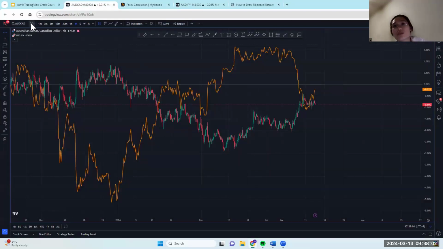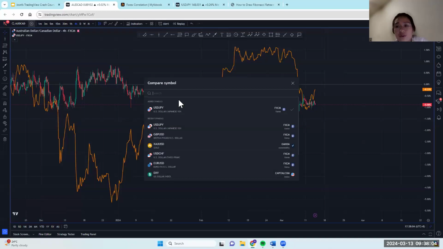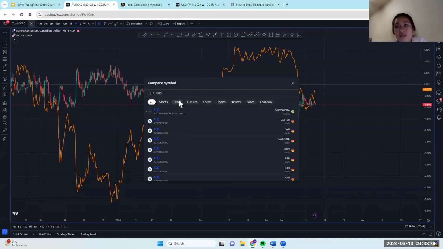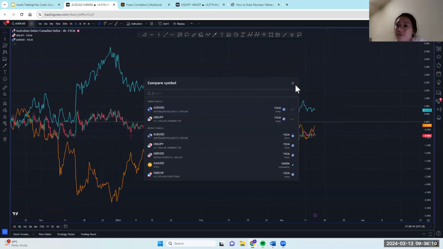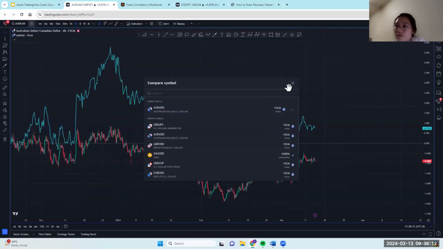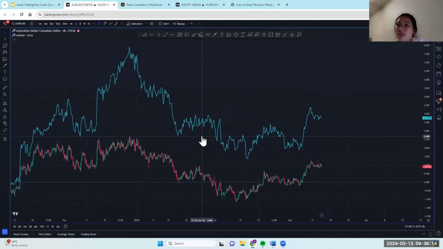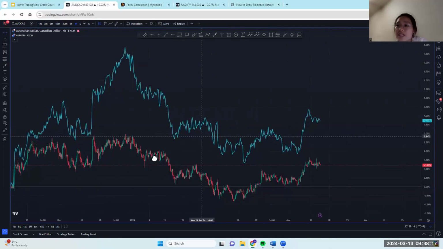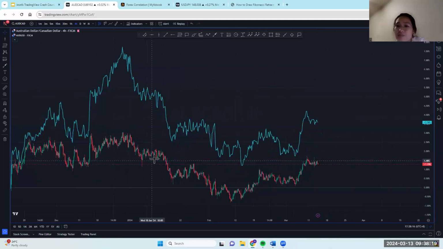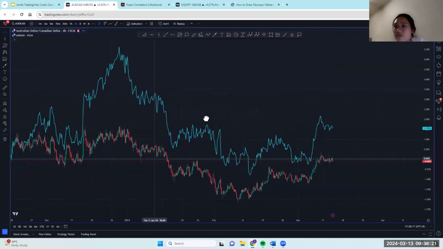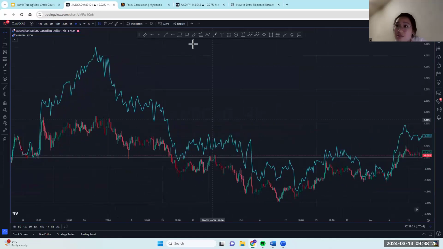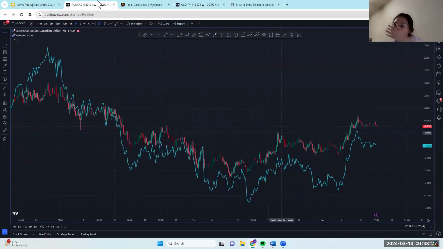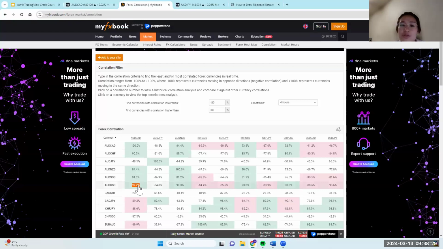Okay, so I'm gonna look for AUD USD. Same percentage scale. Okay, so you can see exactly how correlated they are, right? You can see that the price is pretty similar. Price movement is very similar here. And that's because they are 97.2% correlated.